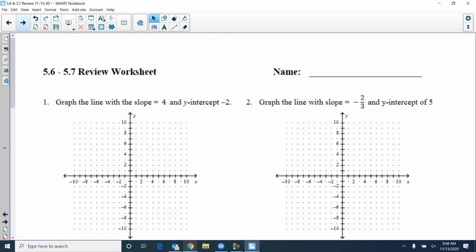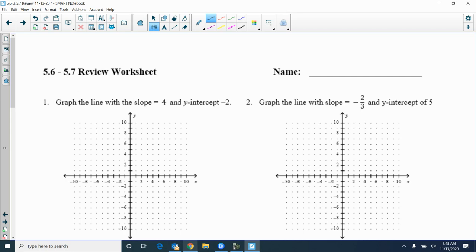All right. Like I said, just slow down here. Stick with me so that we're all on the same page. I'm going to do some of the evens, not necessarily all of them, but just to get you started. All right, number 2: graph the line with slope negative 2/3, y-intercept of 5.